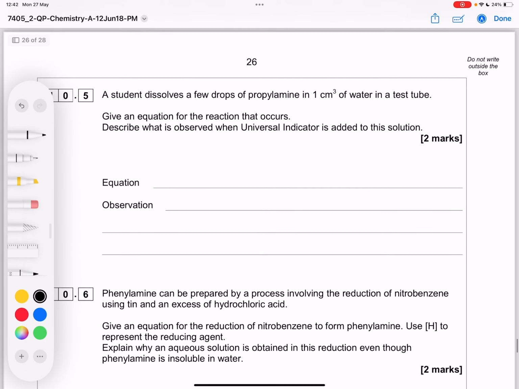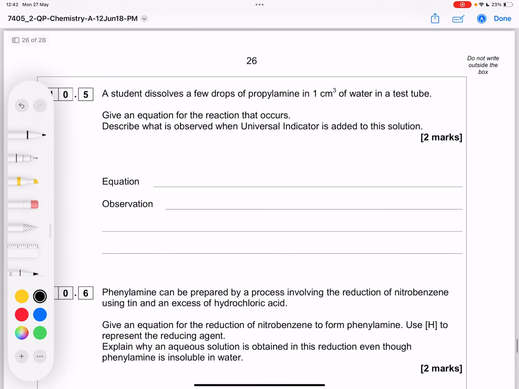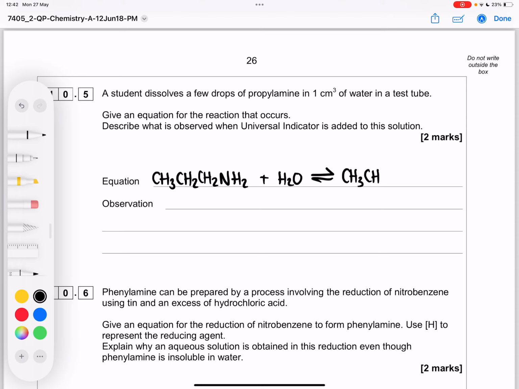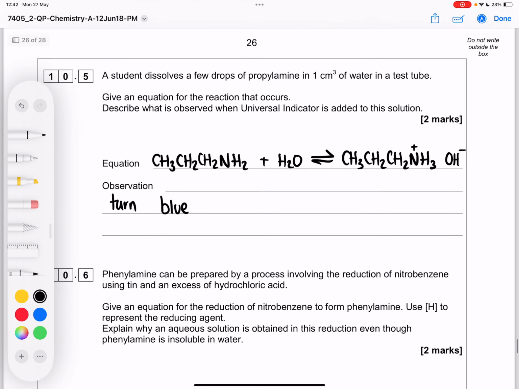Student dissolves a few drops of propylamine in 1 centimetre cubed of water in a test tube. Give an equation for the reaction that occurs. So propylamine, prop meaning 3, so 1, 2, 3, and then our NH2 in water. And the propylamine is a base, so it's going to accept a proton from the water, make the ammonium ion, and then we'd have the hydroxide ion. And describe what is observed when universal indicator is added. Well, it would turn blue because we've got OH minus in that mixture.